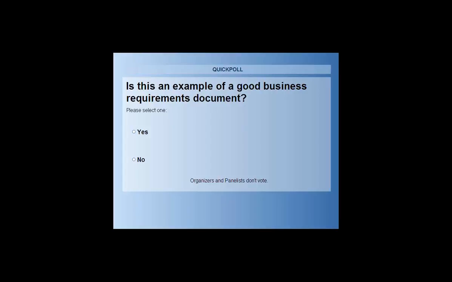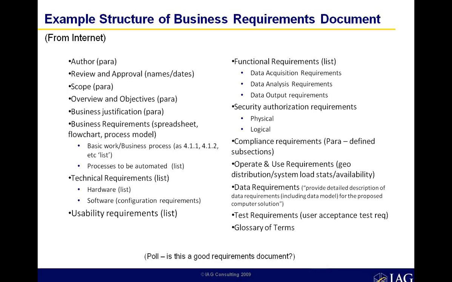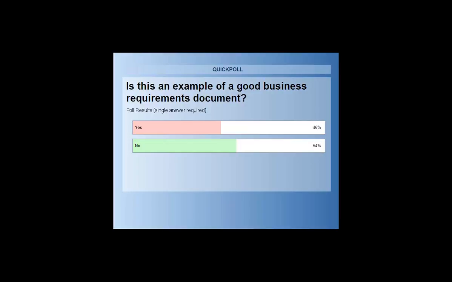How are people doing, Adrian? I think we're good. Here are the results. Okay. About 50-50. Okay. Again, typical.